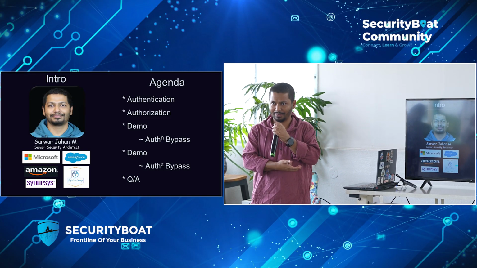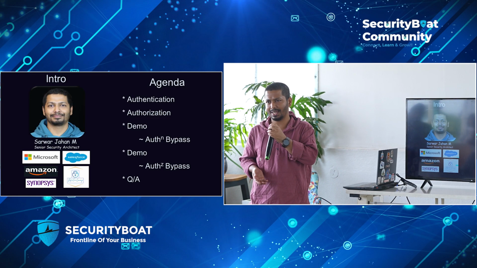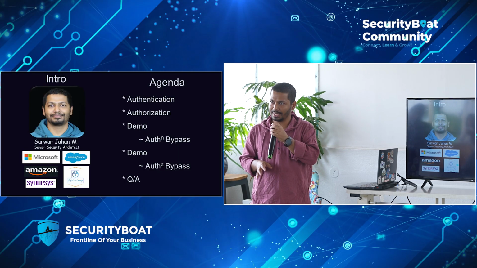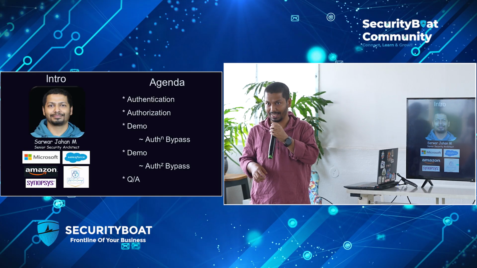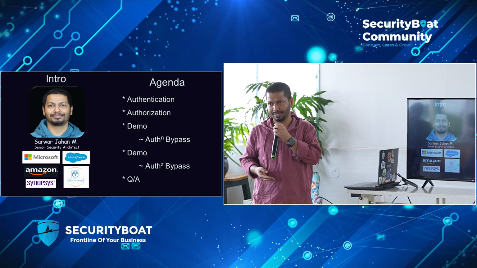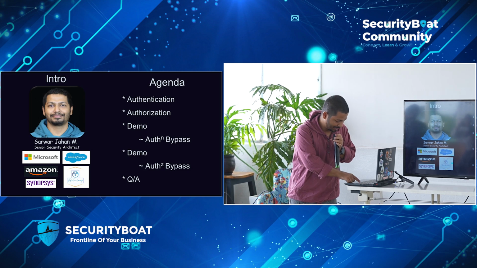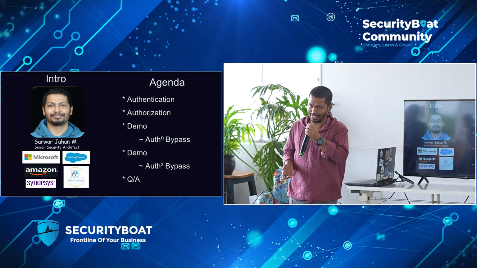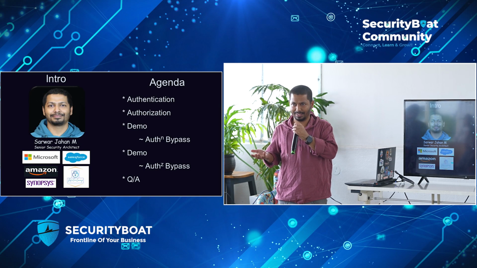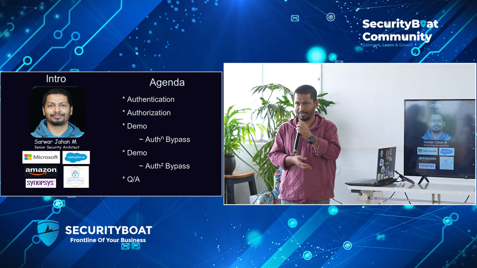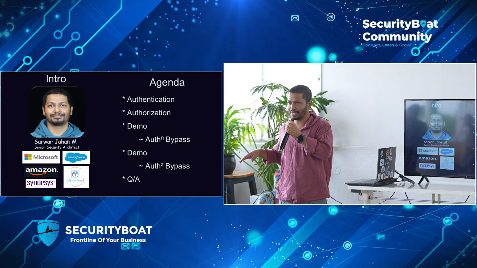As you know my name, I am Sarwar Jahan. I have been working for the last 12 years in application security. Right now I am working at Microsoft as a senior security architect. I also worked at Amazon, Salesforce, Synopsys and other companies. It is more than a decade, right? I started as a fresher in application security itself, starting with web application security, then gradually moved to different aspects like mobile, code review, design review, threat modeling, like that. So that is the career path I have been on.